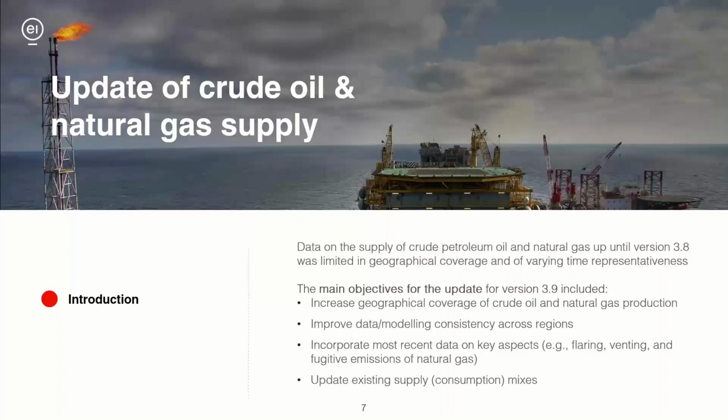So the goal for the update for 3.9 was therefore to include more of the main producers of crude petroleum oil and natural gas around the world to better reflect the global supply situations, but at the same time improve the data and modeling consistency across these regions. The update should also incorporate the most recent data on key aspects like gas flaring, venting, and fugitive emissions of natural gas during production, transmission, and distribution. And finally, there was also a need to update the existing supply mixes available in the database.